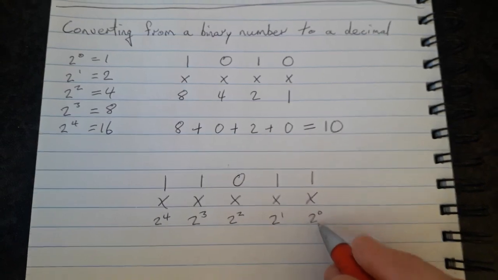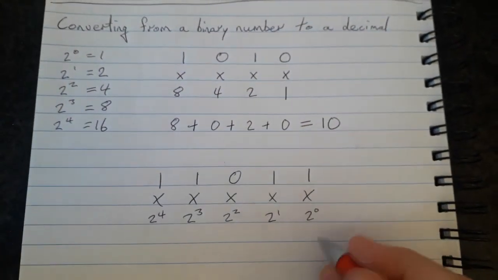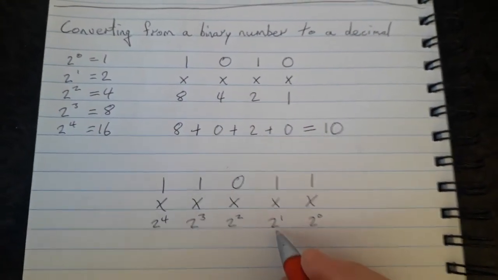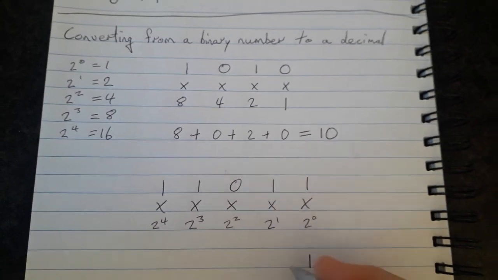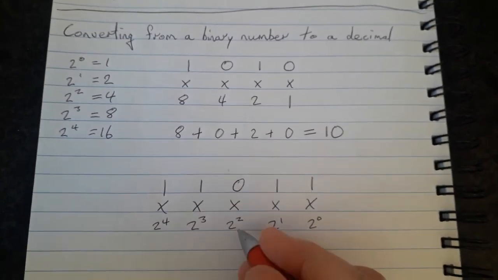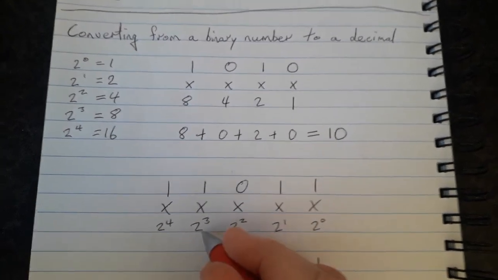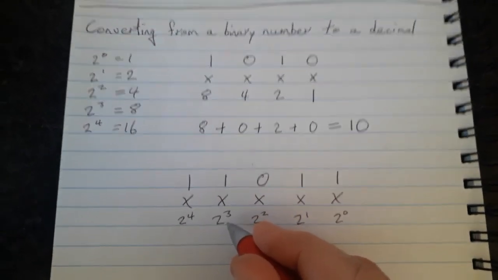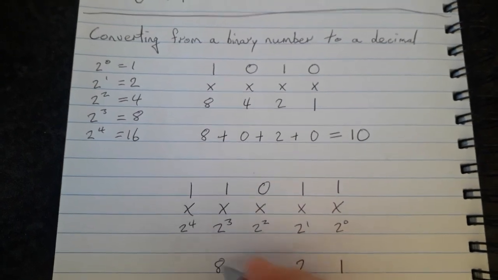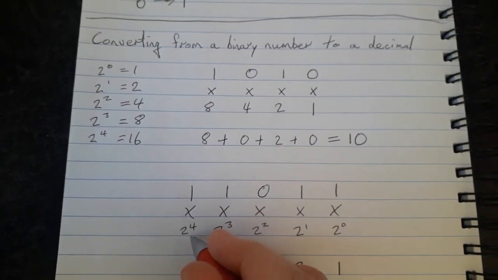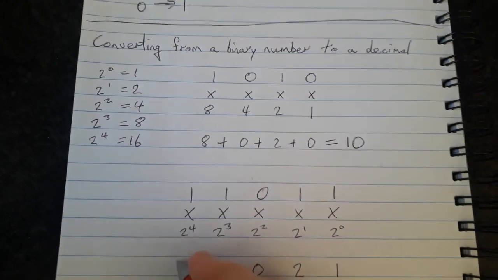So we know 2 to the power of 0 is 1, so it's 1 times 1 is 1. 2 to the power of 1 is 2, so 2 times 1 is 2. 2 to the power of 2 is 4, 4 times 0 is 0. 2 to the power of 3 is 8, so 8 times 1 is 8. And 2 to the power of 4 is 16, so 16 times 1 is 16.